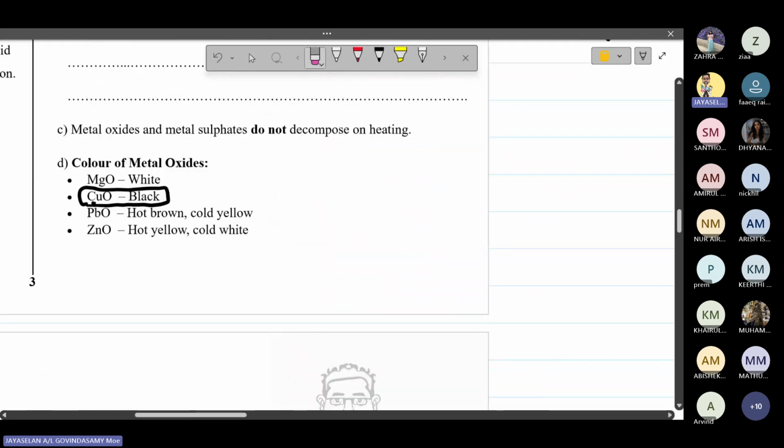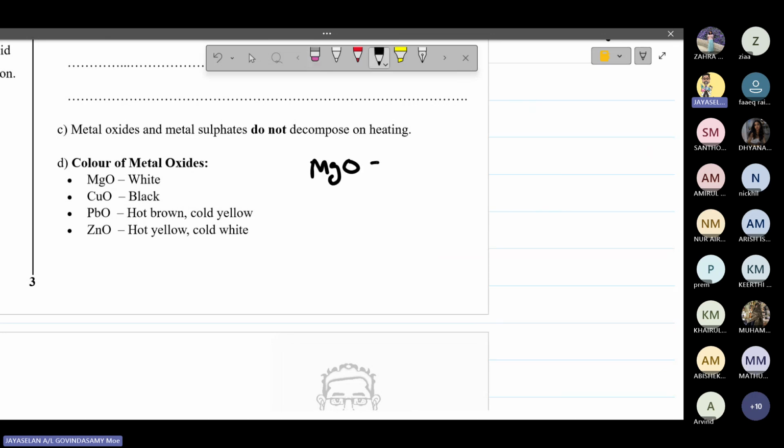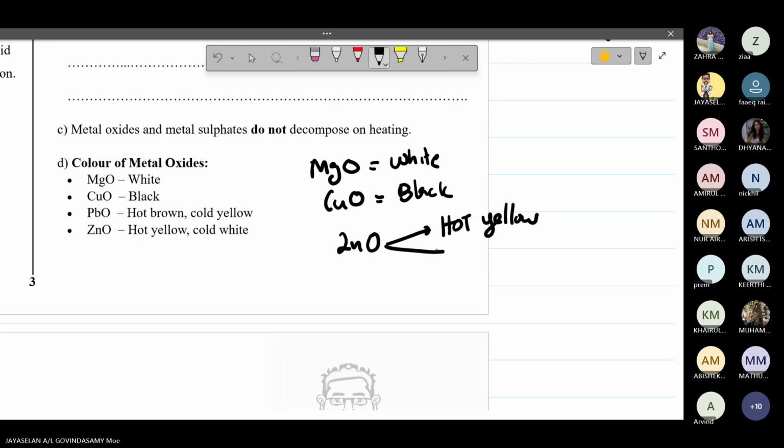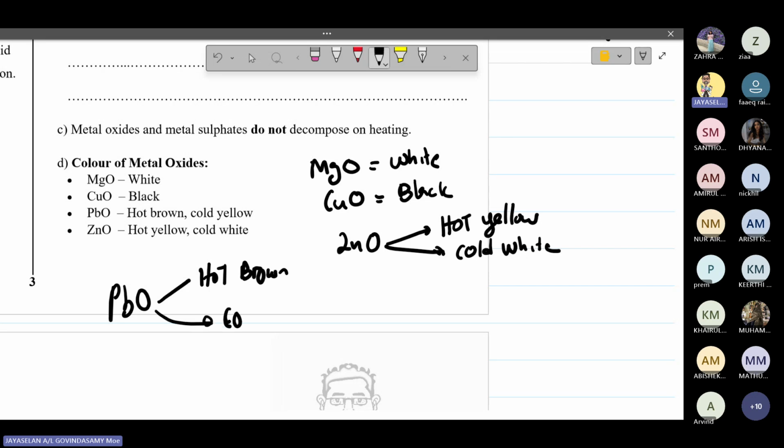And please memorize the colors. Magnesium oxide is white color. Copper(II) oxide is a black color powder. Zinc oxide very special. Dia ada dua warna, hot yellow, cold white. And one more, PbO, lead(II) oxide. Hot is what color? Brown color. Cold is what color? It is a yellow color. Any question? No question, right?